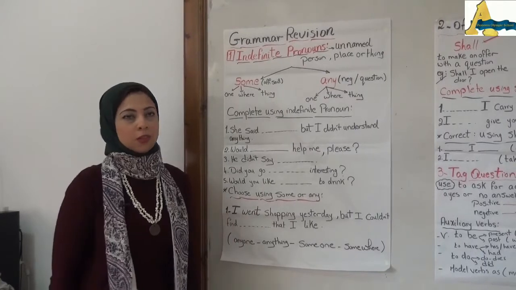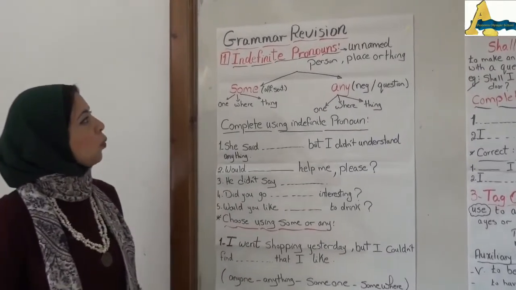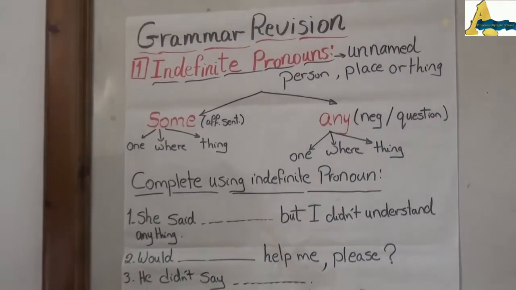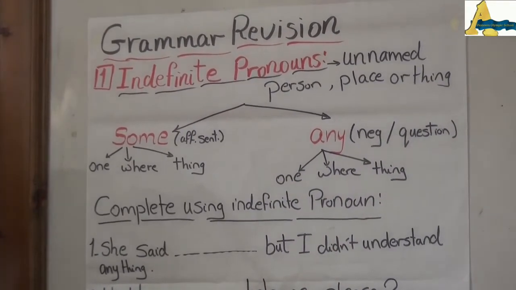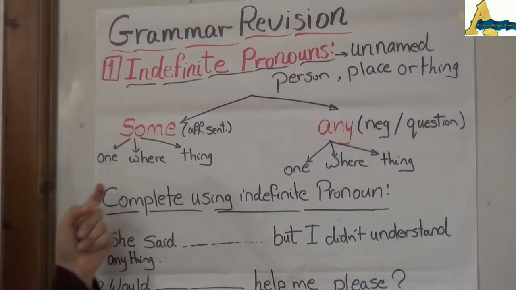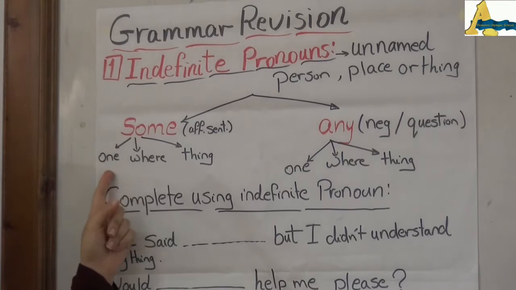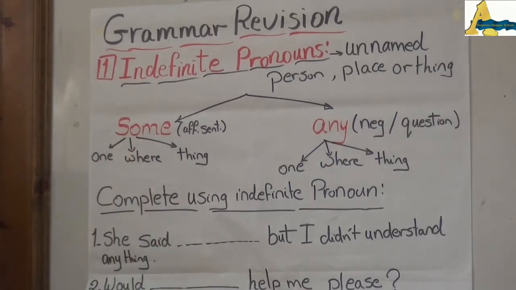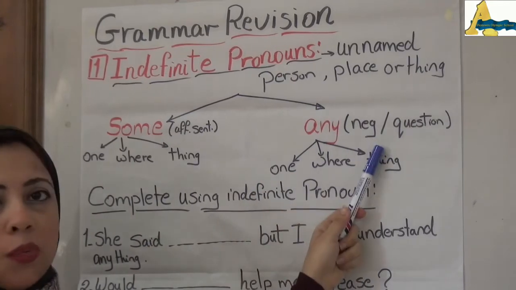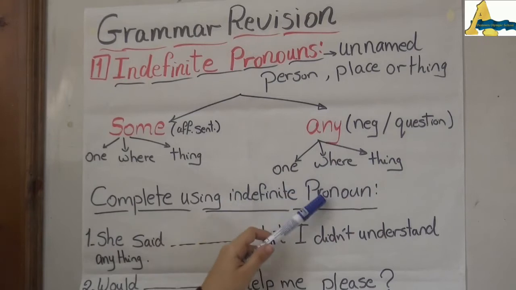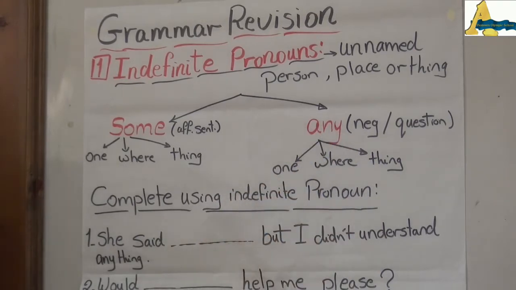Let's start with the grammar. The first lesson was indefinite pronouns. What are indefinite pronouns? Unnamed person, place, or thing. Of course, we are going to use some or any. Some is going to be for the affirmative sentence, like someone for a person, somewhere for a place, and something for things. We are going to use any for the negative form and the question, like anyone for a person, anywhere for a place, and anything for things.